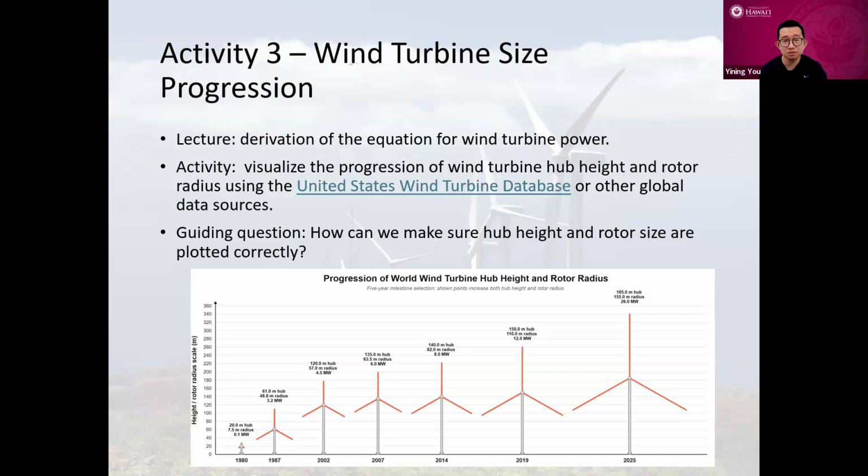And when I generated this graph, I've got to be frank, there's some data that I just filtered out using AI, and I confirmed some. I didn't confirm all of them, because there's a specific purpose for how I want to lay out the graph. And a guiding question here is, how do we guide students to make sure the hub height and rotor size are plotted correctly?